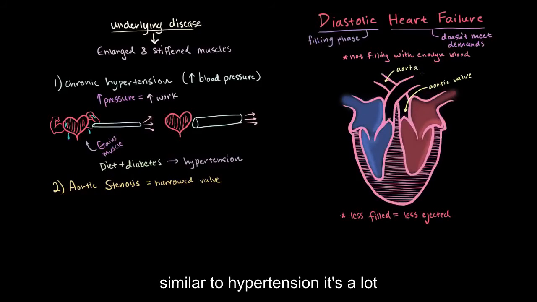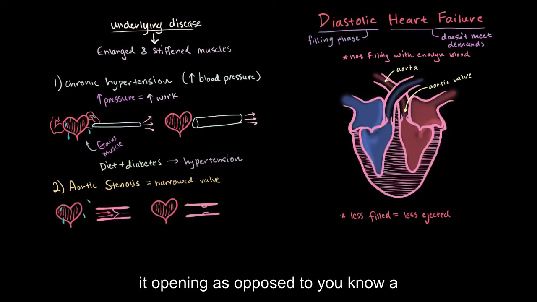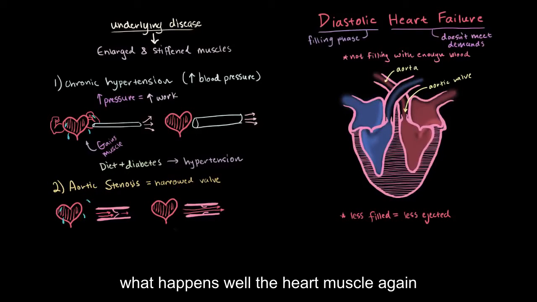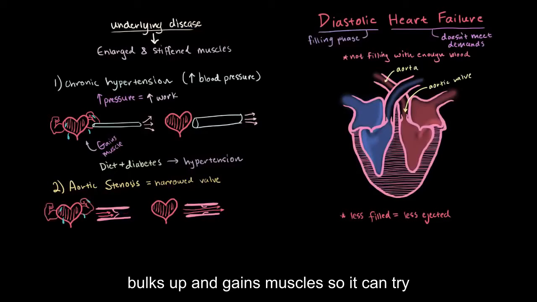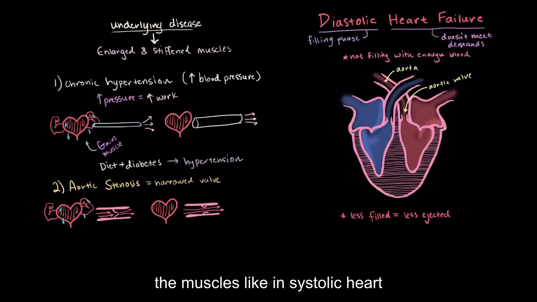So similar to hypertension, it's a lot harder to pump blood through this narrowed opening, as opposed to a valve that's opening all the way. And what happens? Well, the heart muscle, again, bulks up and gains muscle, so it can try to pump harder through this smaller valve. Now, this is a little tricky, though, right? Because we remember that this can also lead to systolic failure. So what gives? Well, unfortunately, a lot of the mechanisms behind why, in one case, it might lead to this growth of muscles, like in diastolic heart failure, or it might lead to this serious weakening of the muscles, like in systolic heart failure, are pretty complex, and honestly, a lot of these mechanisms are unknown and still big areas of research.